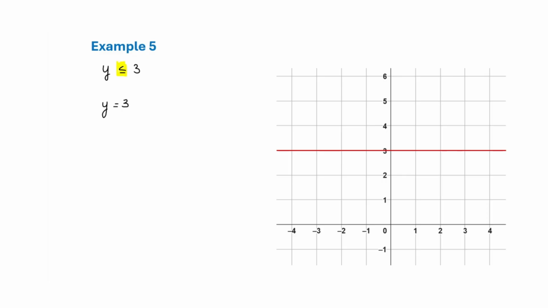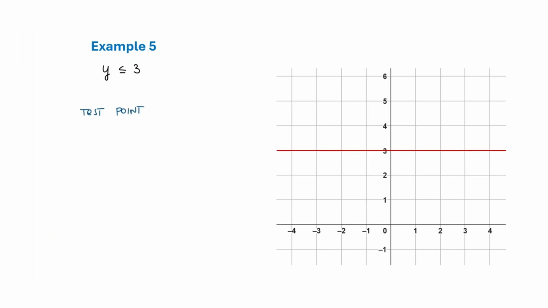The original inequality is less than or equal to. Because it includes equal to, we use a solid line. Next, we decide which region to shade. We can think about the inequality directly. It says y is less than or equal to 3. So we are looking for all the points where the y-coordinate is less than or equal to 3. That means the solution is the region below the line, including the line itself.